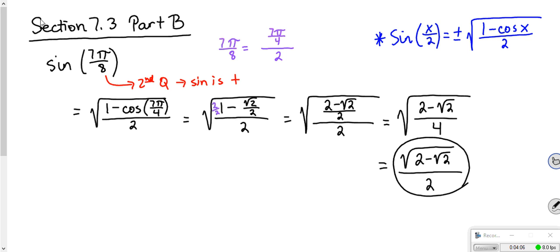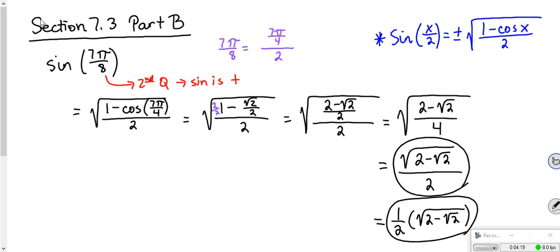Now, if it doesn't like that, you could try pulling out the 1/2 and make it 1/2 times the square root of 2 minus root 2. And again, I know you've got a root under a root, and that's all right. Nothing else you can do with it. Either one of those should be fine. So that was problem 8. Okay, moving right along.